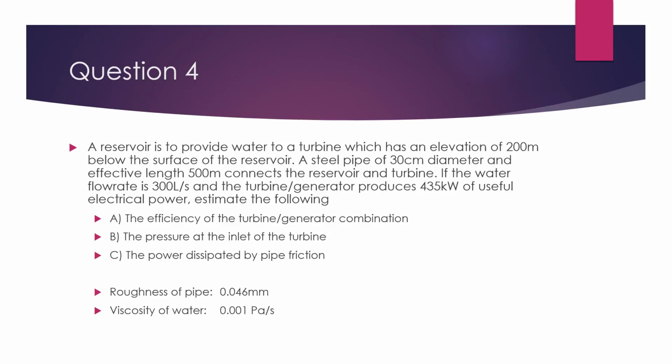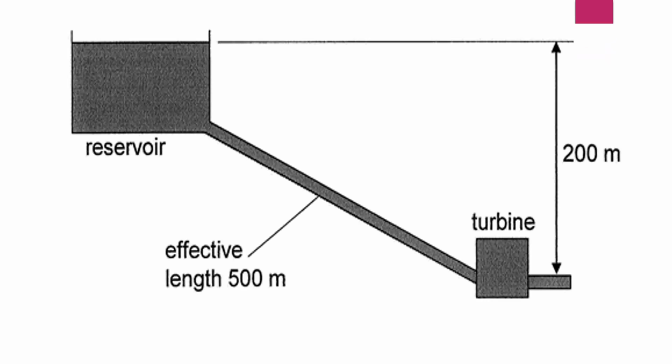If the water flow rate is 300 liters per second and the turbine generator produces 435 kilowatts of useful electrical power, estimate the following: the efficiency of the turbine generator combination, the pressure at the inlet of the turbine, and the pressure dissipated by pipe friction. We are given the roughness of the pipe as 0.046 millimeters and the viscosity of water as 0.001. The data given to us in the question is shown in this diagram.